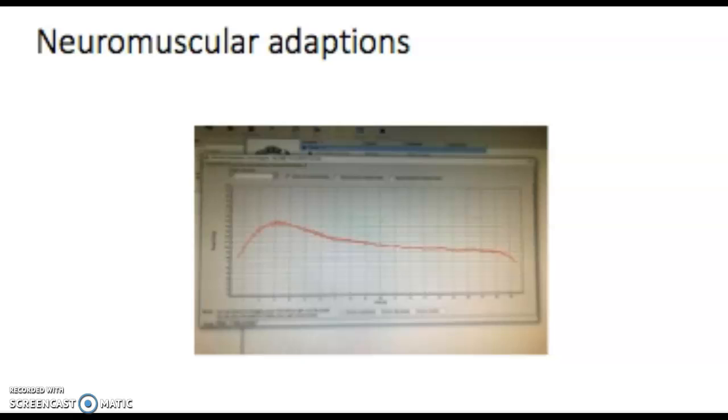The neuromuscular adaptations, there are lots of different neuromuscular adaptations that can occur within the body when training. For instance, it can increase the hypertrophy, increase the tendon strength, increase the glycogen store, increase the myoglobin stores, and also increase the neural pathways.